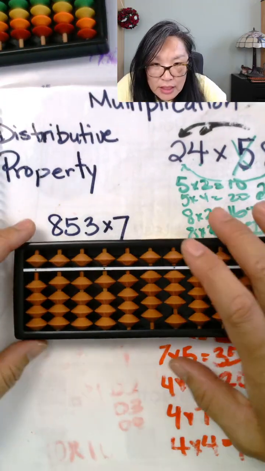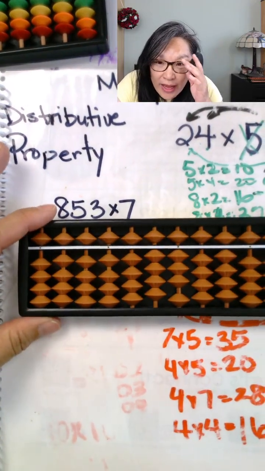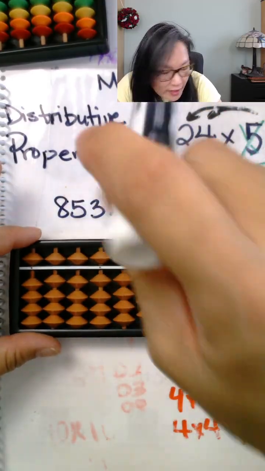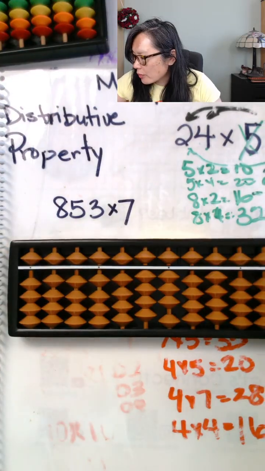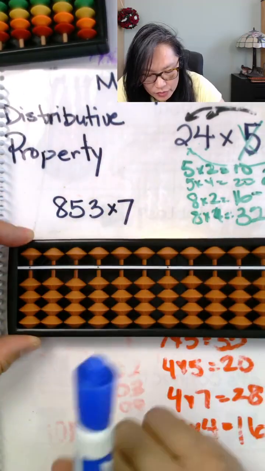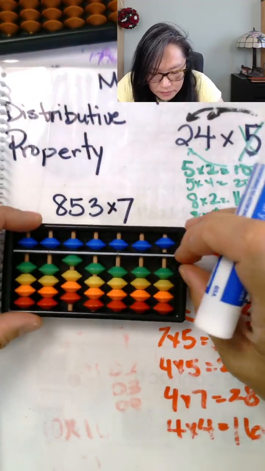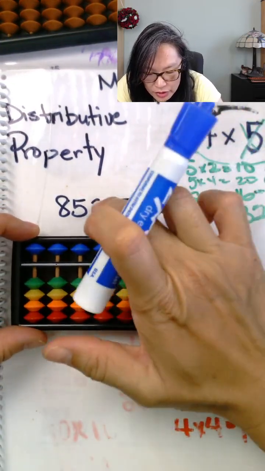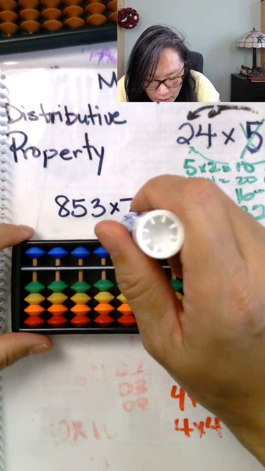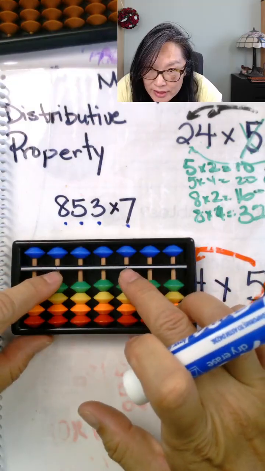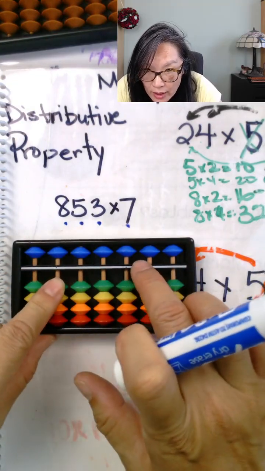Okay, let's do this. The first thing we're going to do is understand that we need to find our starting point. To find our starting point, we are going to count our digits: 1, 2, 3, 4. The reason why we count our digits is so we know where to put our answer on the abacus.